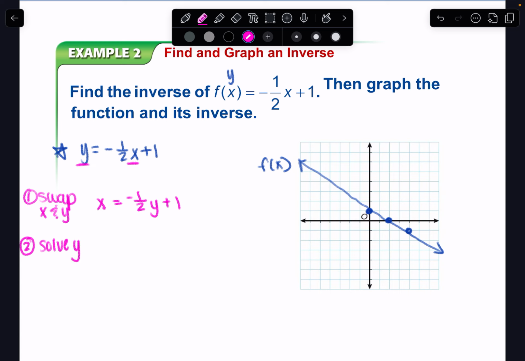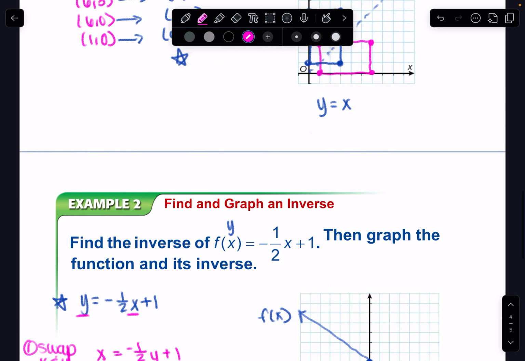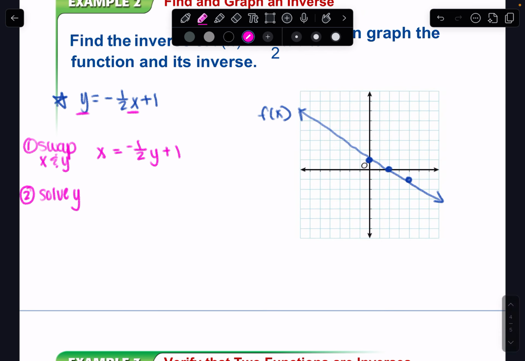The reason I swapped them, thinking back to example 1, my x and my y values swapped, which is how I'm finding the inverse. So in this question, I'm literally swapping x and y again to get that inverse, but now I have to solve for y to put it back into slope-intercept form to be able to graph it. So I'm going to solve for y. In order to do that, I'm going to subtract the 1 from both sides. So now I have x minus 1 equals negative 1/2 y.